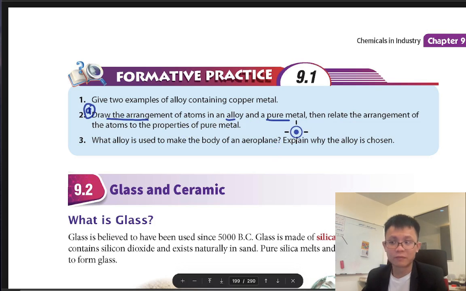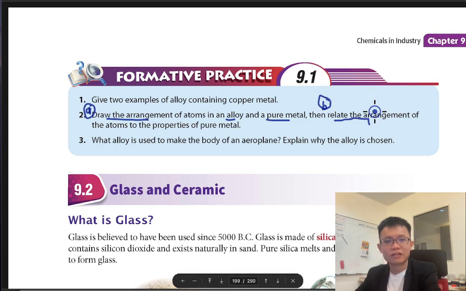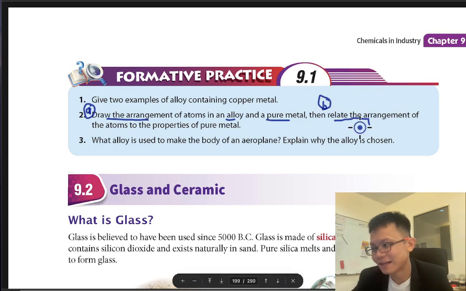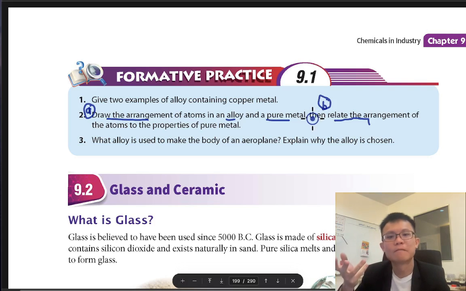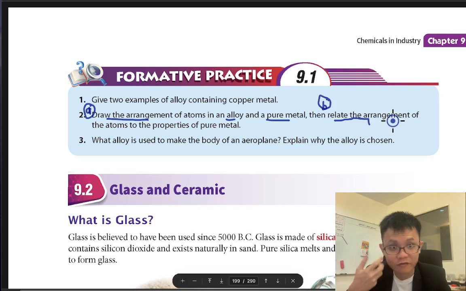Draw the arrangement of alloy and pure metal, which I think you guys got no problem. Relate the arrangement of the atom to the property of pure metal. So this is the second question. So you need to relate it. So basically you need to explain. I don't know why they didn't say explain, they say relate the arrangement of atom to the pure metal. So you need to explain why, maybe why alloy is stronger in regards to the arrangement of the atom. And pure metal, after you draw, you need to explain about the arrangement of the atom.